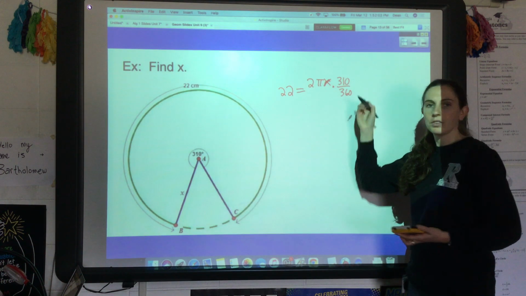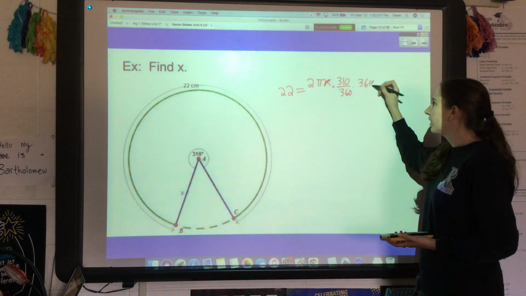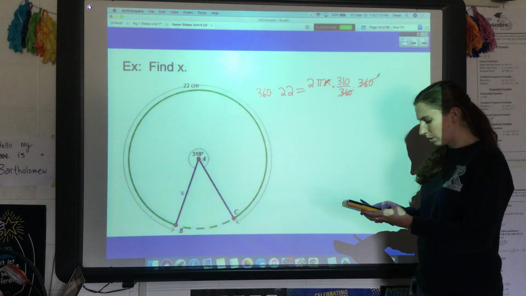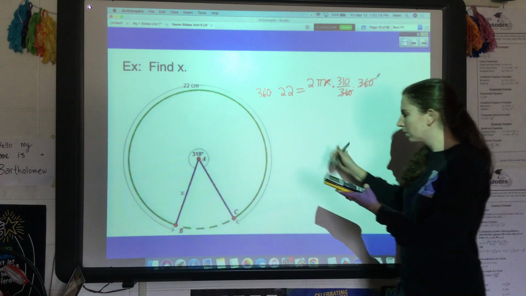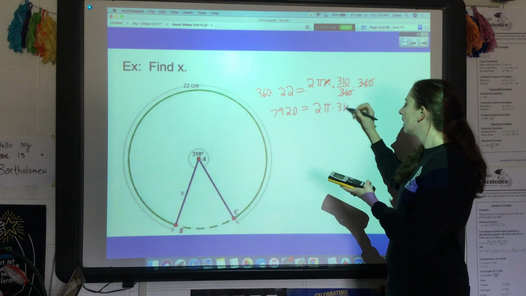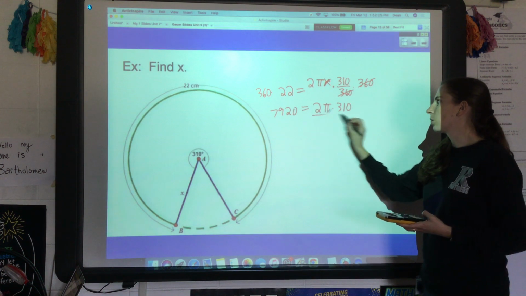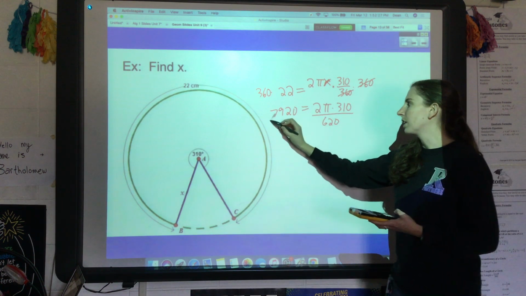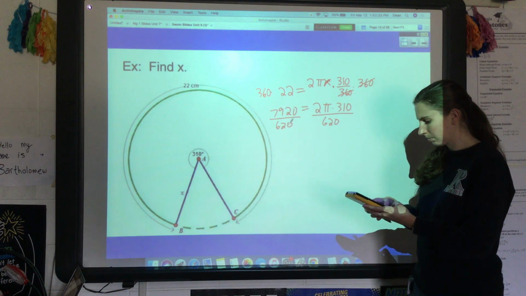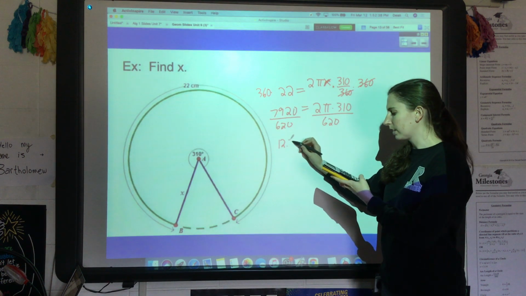But basically if I want to solve for that, then just get everything away from the x until you've solved for it. Multiply both sides by 360. So 360 times 22 is 7920. And then divide by 2 times 310, which is 620, so I'm going to divide by 620. Or you could divide by 2 and divide by 310. And you get a decimal. It's about 12.774.